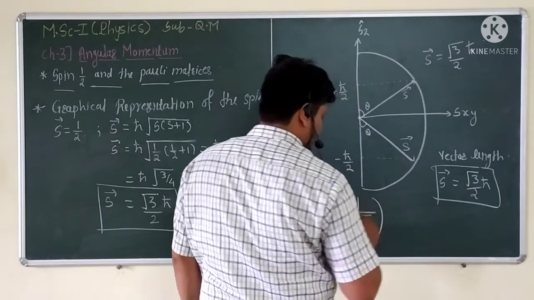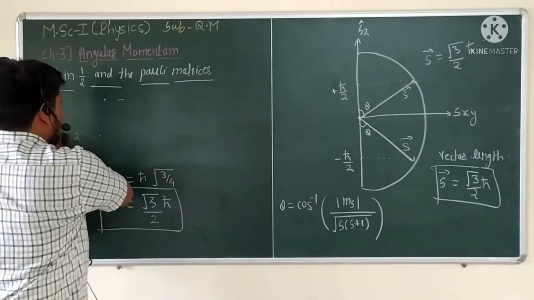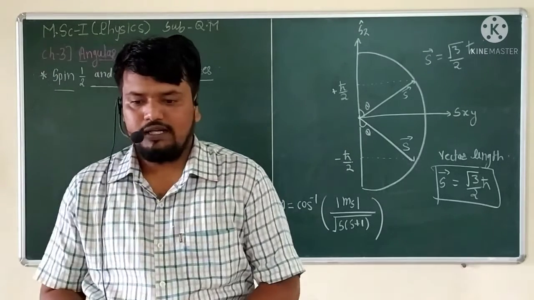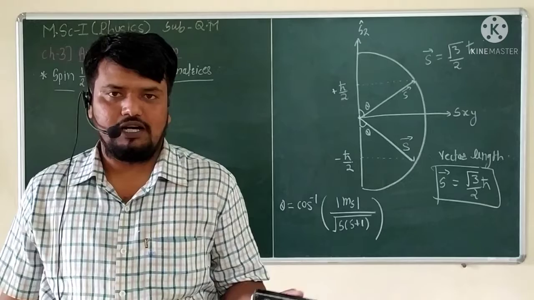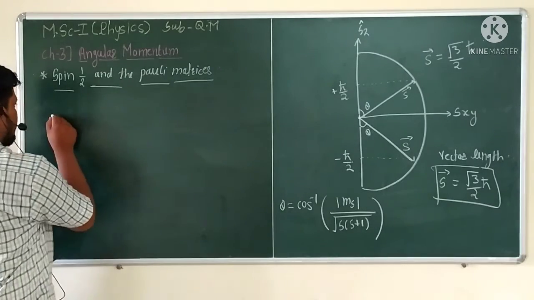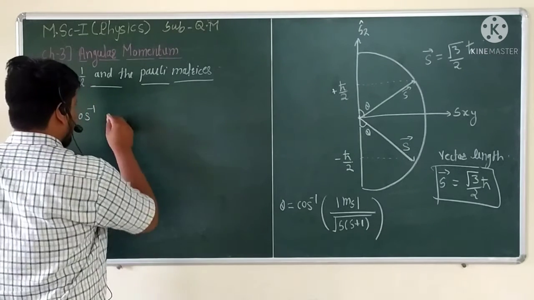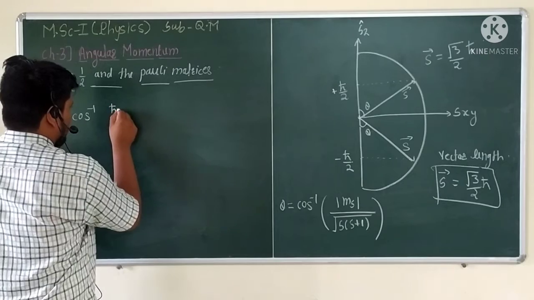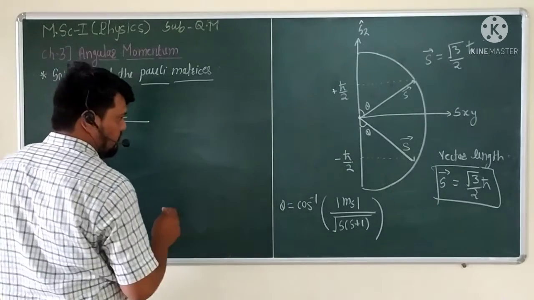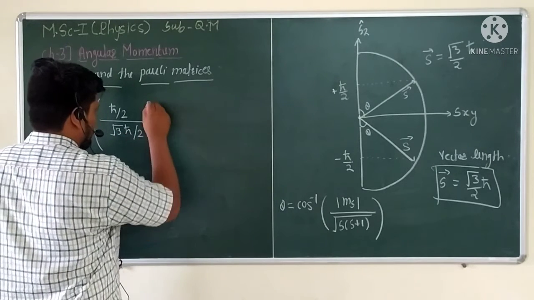Okay, and if we solve this, we have to know what the ms value is, which is nothing but plus or minus half. If we consider the plus half spin, that is nothing but h cross by 2. So in this formula, theta is equal to cos inverse of ms value, which is h cross divided by 2, over under root of s into s plus 1, which is nothing but under root of 3 h cross divided by 2.